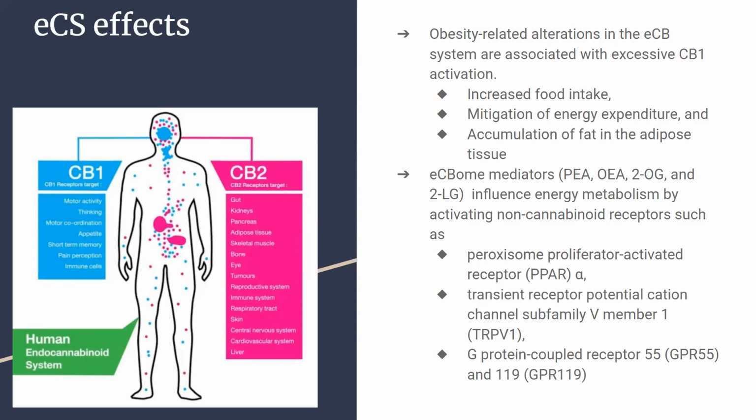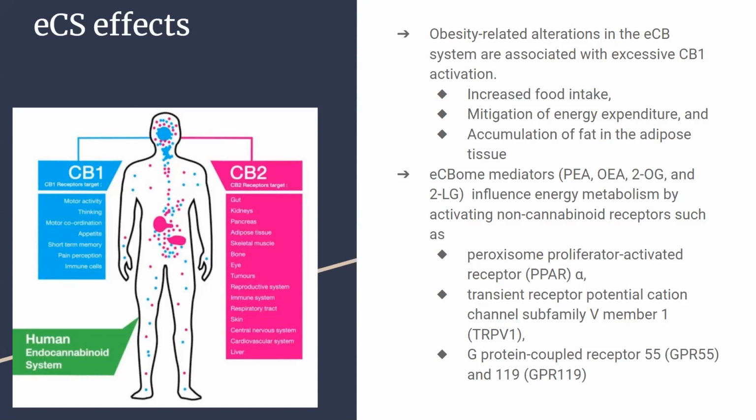There is mitigation of energy expenditure. The energy expenditure goes haywire, so the body doesn't expend as much as it should, and there is accumulation of fat in adipose tissue. So this is what is seen in excessive CB1 activation.